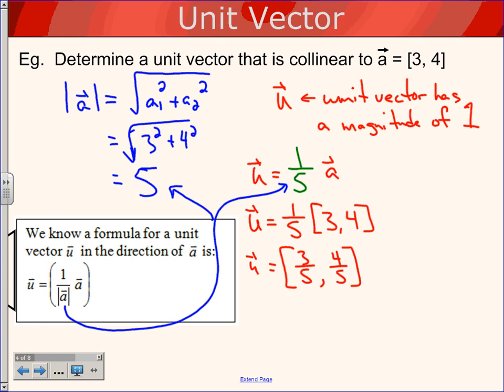One thing to keep in mind here, the vector U is in the same direction as vector A. You also could have done this. I could call it, I don't know, vector V, and make it negative vector U.